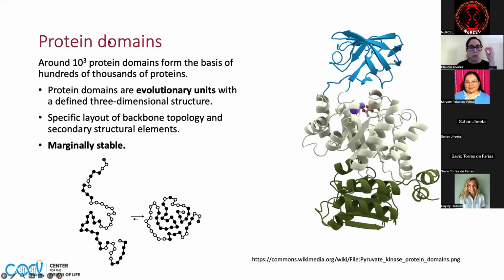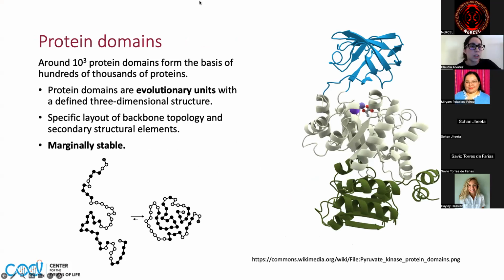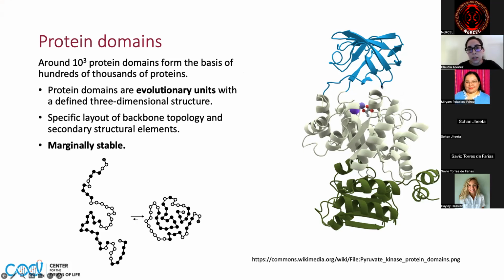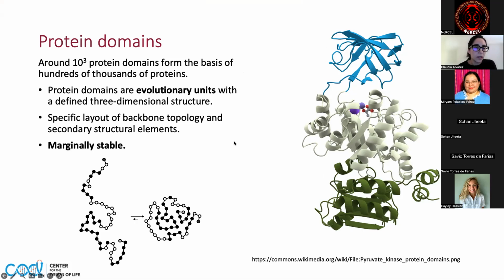What I want to understand is duplication events in protein domains or protein structures. So what is a protein domain? It's an evolutionary unit, and sometimes also a structural unit. In the image on the right, we can see a protein that has 3 independent units, one in blue, in white, and in green. And these units have their own history.